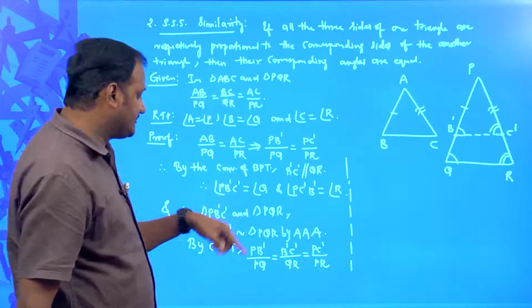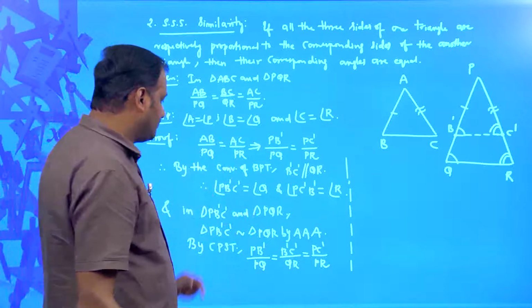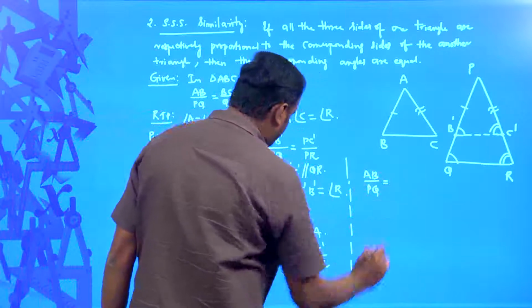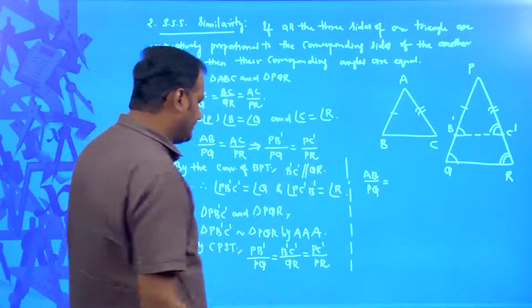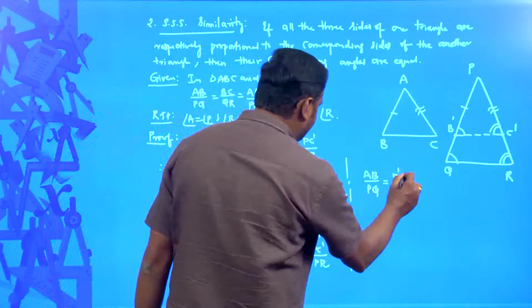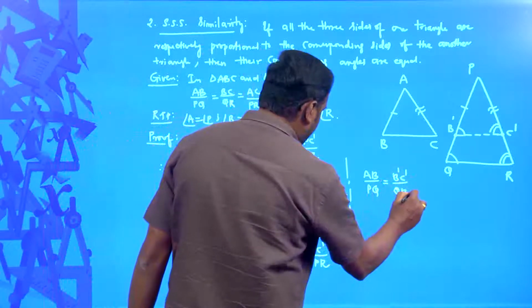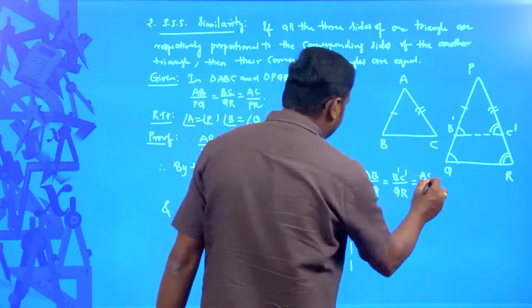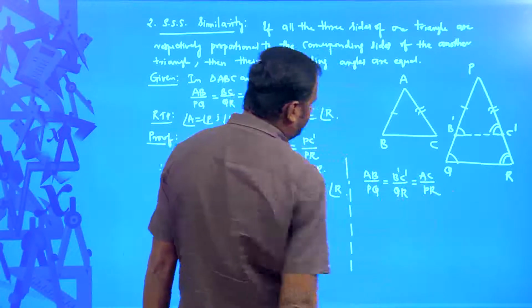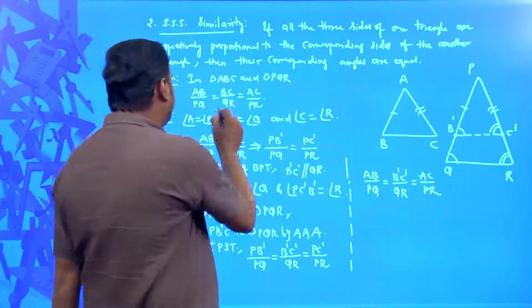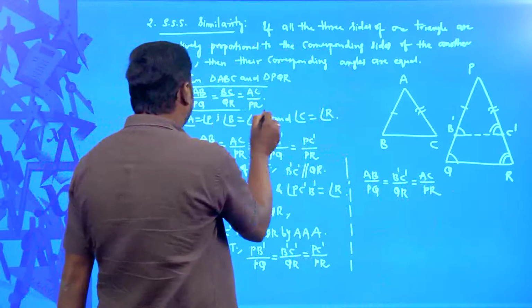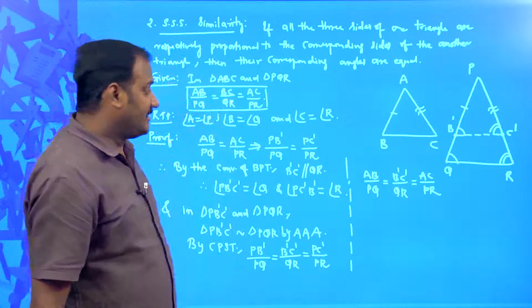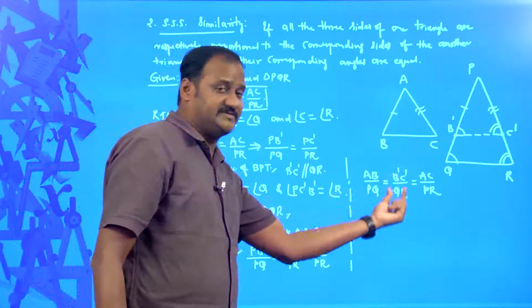So I am going to substitute back PB' is equal to AB, so that AB by PQ is equal to B'C' by QR. I do not know anything about B'C' yet, so B'C' divided by QR is equal to PC' by PR. PC' is equal to AC by the construction, so AC by PR, right? But according to the information given here, AB by PQ is equal to BC by QR. Here AB by PQ is equal to B'C' by QR.